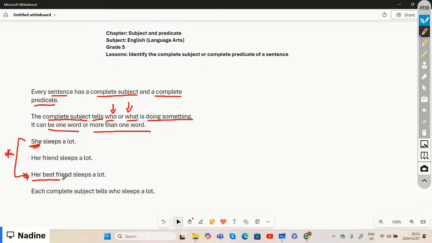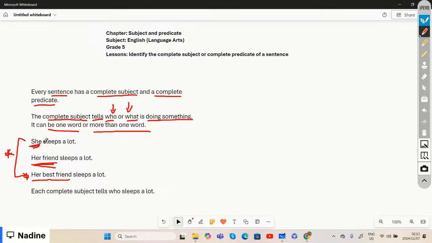So here we can say her best friend is the subject. In the second one, we can just say her friend sleeps a lot. Just her friend is the subject. And in the third one, if we were also to select the subject, then we would say her best friend is the subject, because it tells us either who is doing something or what is doing something. So well done.